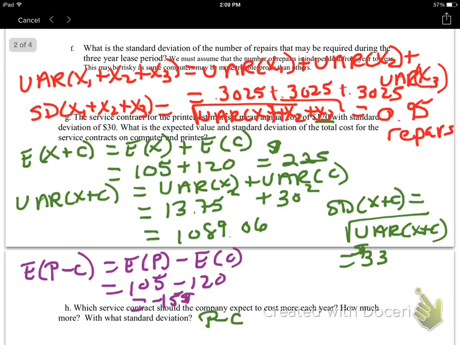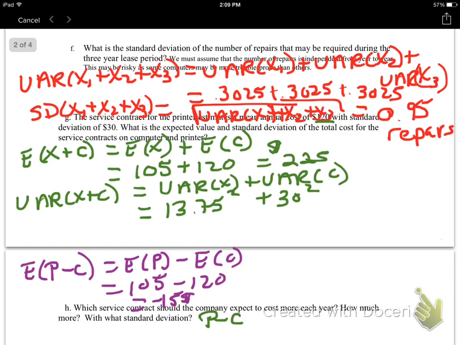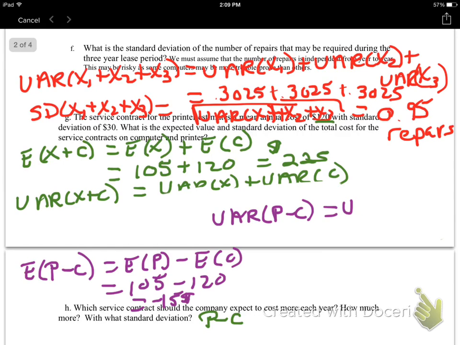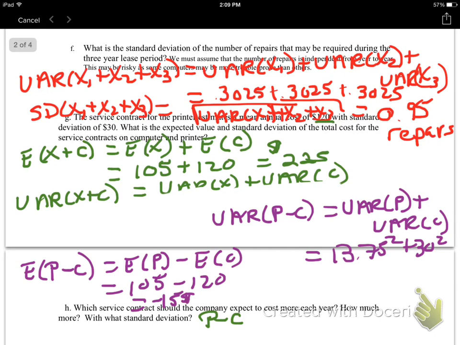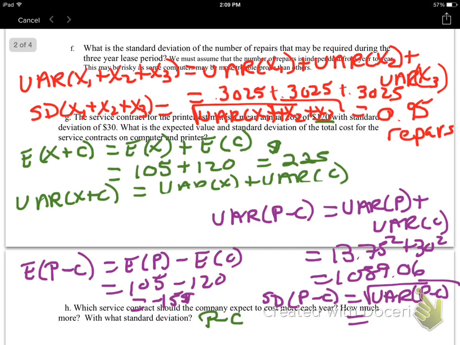So now let's go find the standard deviation. And then remember now, because we are subtracting, we're going to be adding. So the variance of P minus C is equal to the variance of P plus the variance of C, which we already did all that work, and I erased it. 13.75 squared plus 30 squared. And that gives me 1089.06. So the standard deviation of P minus C is equal to the square root of the variance of P minus C, which is equal to the square root of that number, and it's going to be the same thing I got last time, $33. Okay? I'm beginning to like these problems here.